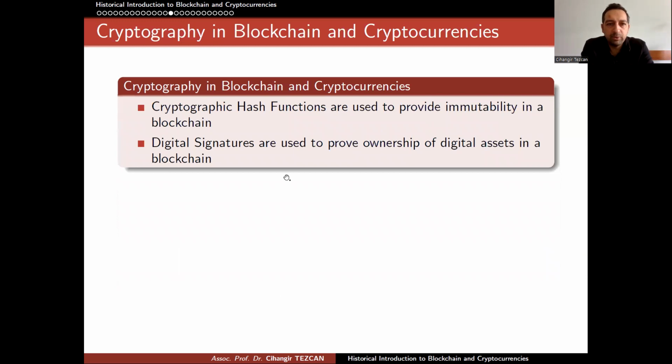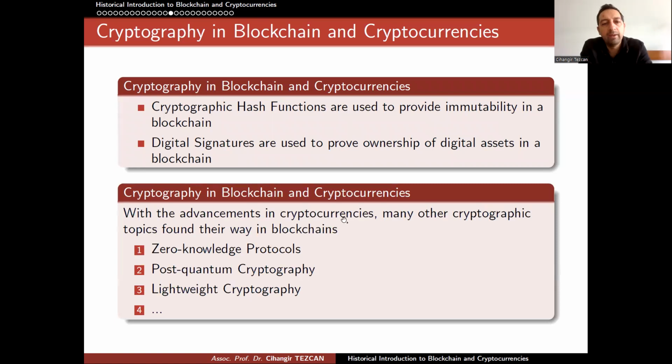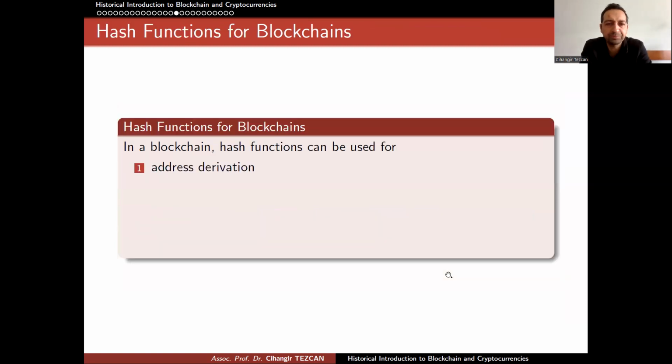Yes, we use cryptography in blockchain and cryptocurrencies. Hash functions are used to provide immutability in the blockchain. Digital signatures are used to prove ownership of digital assets in a blockchain. But with the advancements in cryptocurrencies, many other cryptographic topics found their way into blockchains, like zero-knowledge protocols and post-quantum cryptography, because current digital signature algorithms can be broken if somebody can build a huge quantum computer in the future. Lightweight cryptography, I think, is important because people are trying to use blockchains on IoT devices and so on. So having lightweight algorithms might be useful in the future.